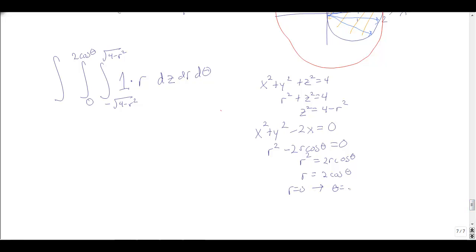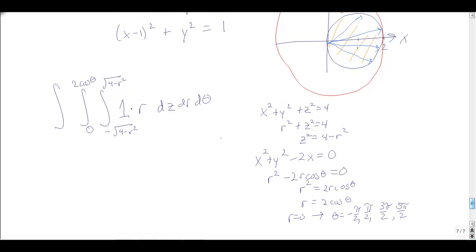Well, that's theta would be, say, negative pi over 2, or pi over 2, or 3 pi over 2, or 5 pi over 2, and so on here. So that would be when r is 0. So what we want to think about is when we're mapping this out, we start at r equals 0. We could start at, say, negative pi over 2.